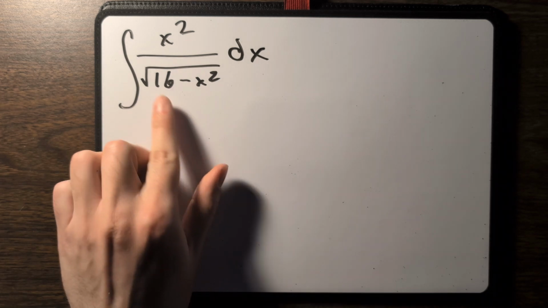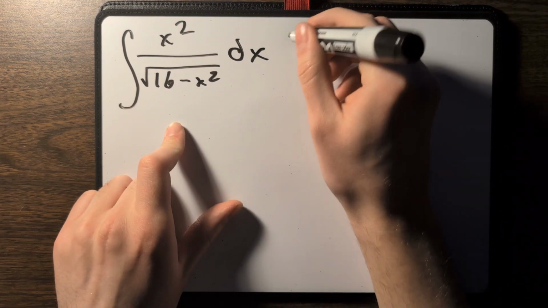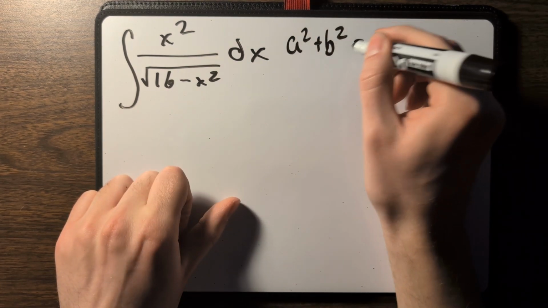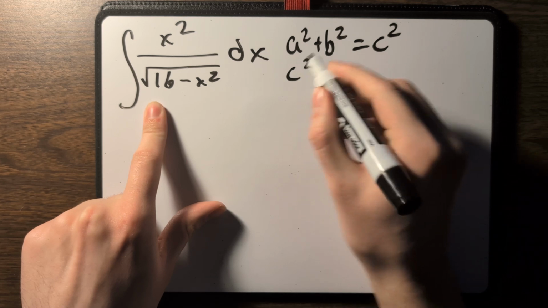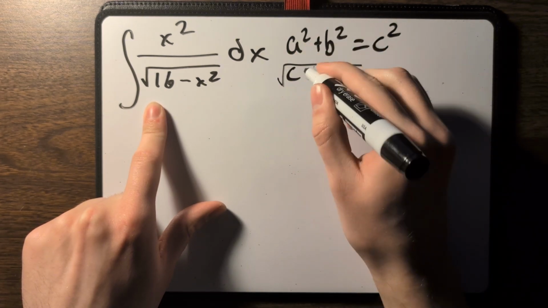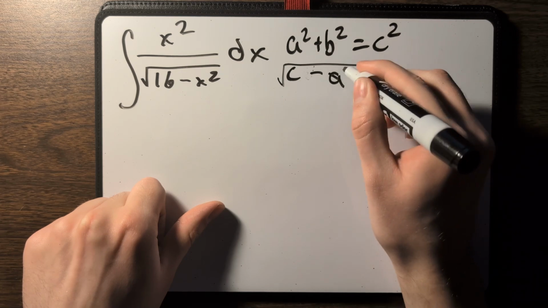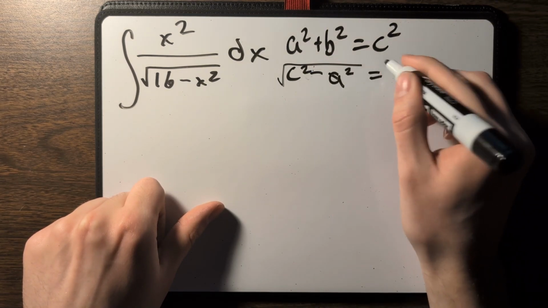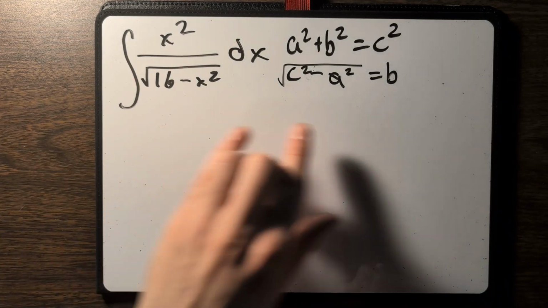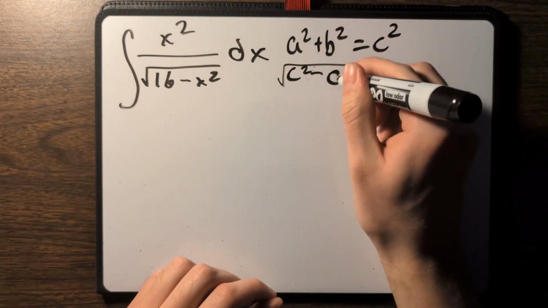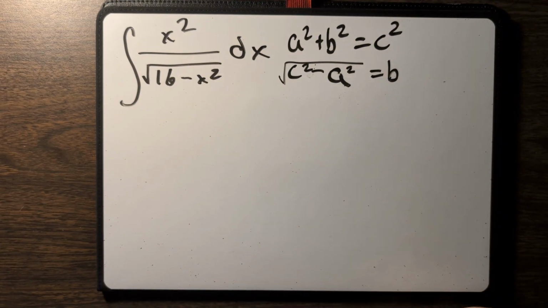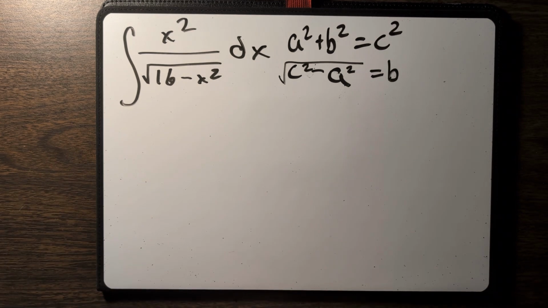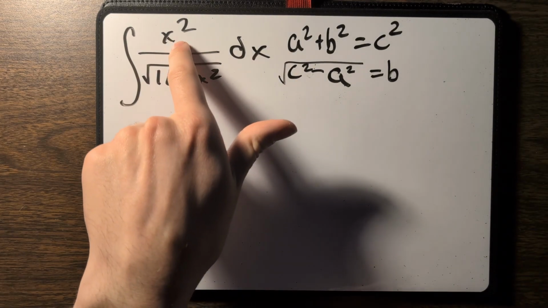In order to do this, we have to notice that using the classical Pythagorean theorem, this really represents c squared minus a squared equals b squared. Same sort of form, where our 16 is our c squared and our x is our a, and this whole thing represents b. Using that logic, a also equals x up here.